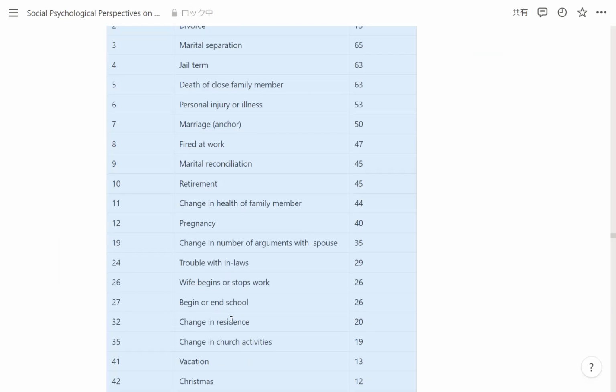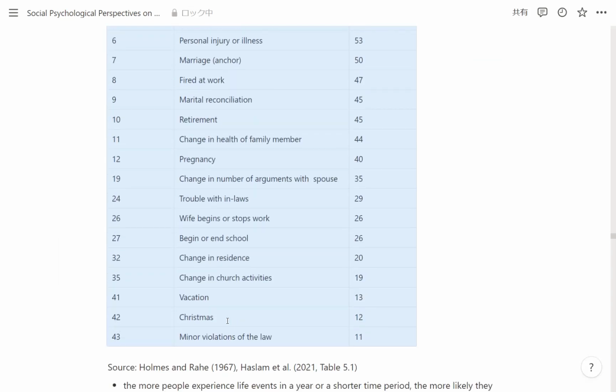So beginning or end of school, some people may experience it as positive and some people may experience it as negative. And so basically vacation as well. Most people may experience it as positive, but still it requires some readjustment to their daily lives. So it is listed in this social readjustment scale.